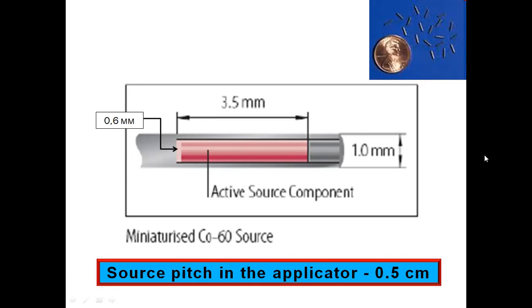Here, the construction of a source for brachytherapy is presented. You see that it's a very small thing, not more than 4.5 centimeters in general length, with an active source component not more than 3.5 millimeters in length, and a total diameter of only 1 millimeter. The source pitch in the applicator for this source is half a centimeter, and step by step this source, in our example cobalt 60, stops in different positions and step by step covers all the area which should be irradiated.